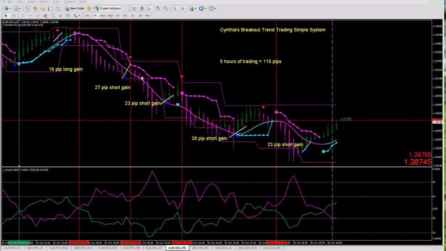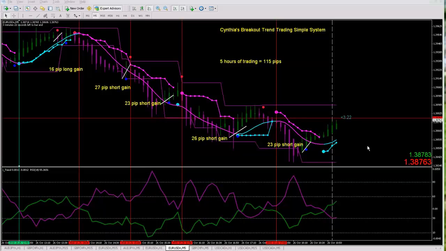So you can see that each move, according to volatility and the candles and the blue dot and the red dot, you're basically gaining about 20 pips every time if you want to trade it this way. And you can trade the retracements very easily. They're very easy to see. This is an explanation of the breakout trend trading simple system in a 5-minute chart. And of course you can trade this in any time frame you like.